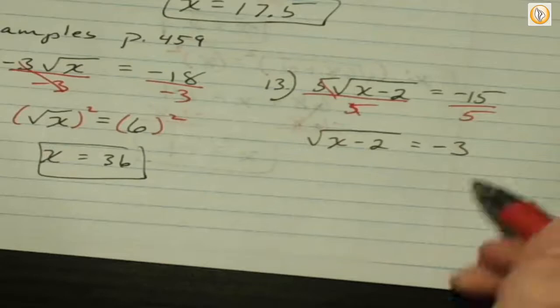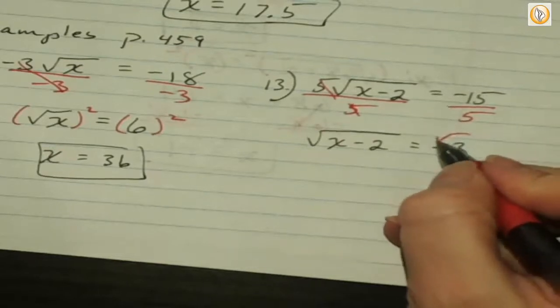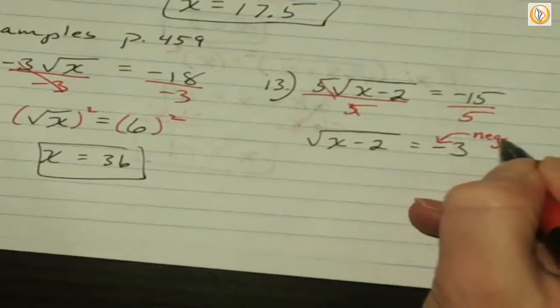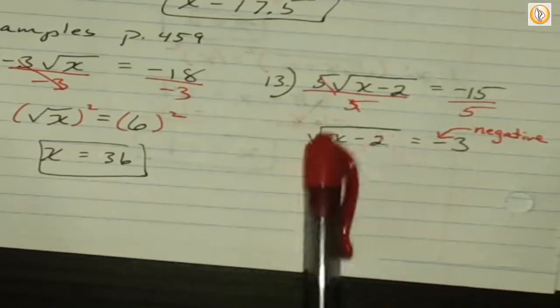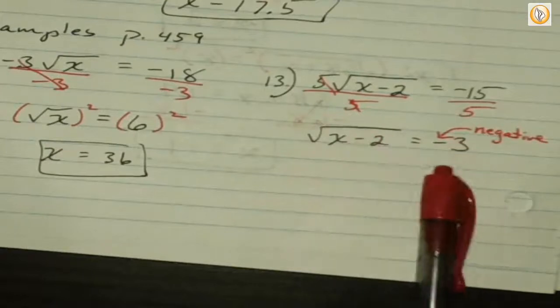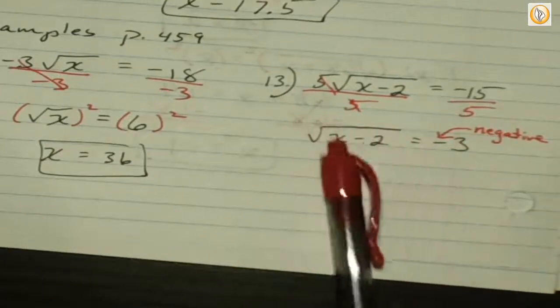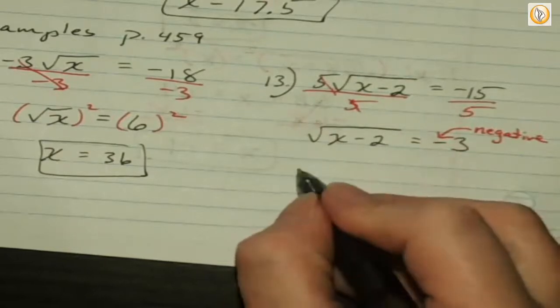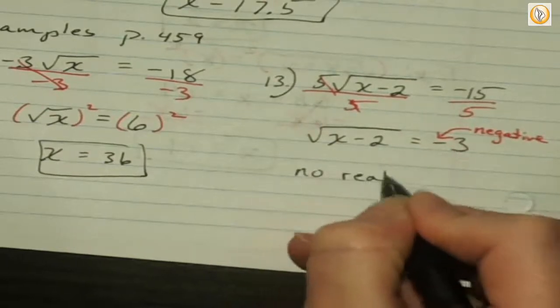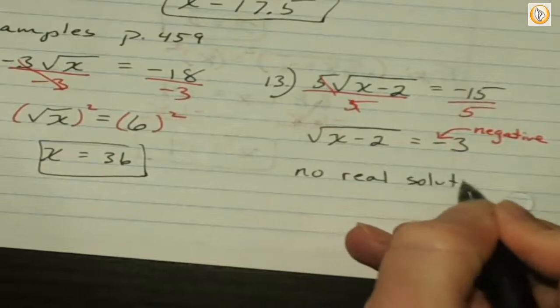So you isolate the radical. I keep forgetting. After you isolate it, if it equals a negative, then it is no real solution.